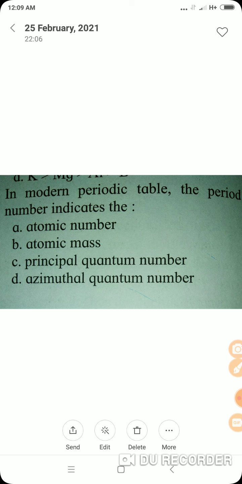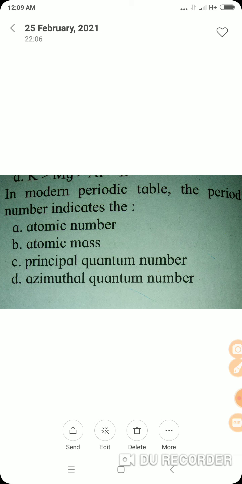In the modern periodic table, the period number indicates, four options are given: atomic number, atomic mass, principal quantum number, and finally azimuthal quantum number. We studied this during the electronic configuration across the period. The modern periodic table contains a total of 7 periods, numbered from 1 to 7. We studied that the period number is nothing but the principal quantum number.